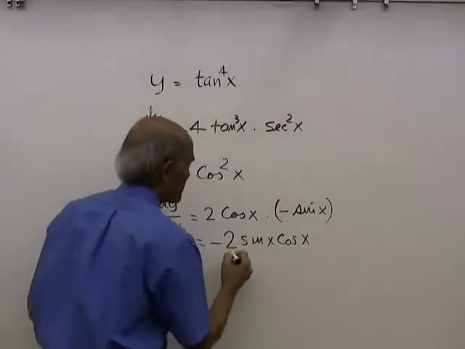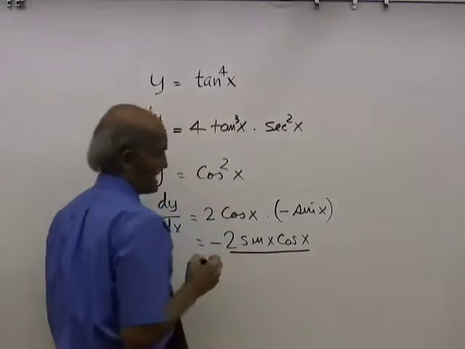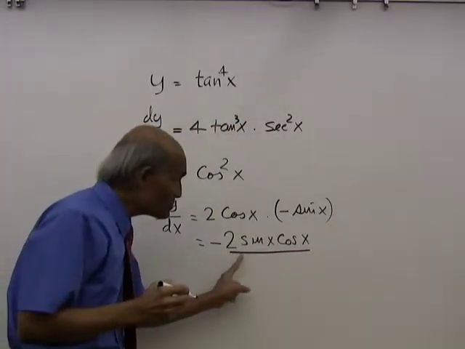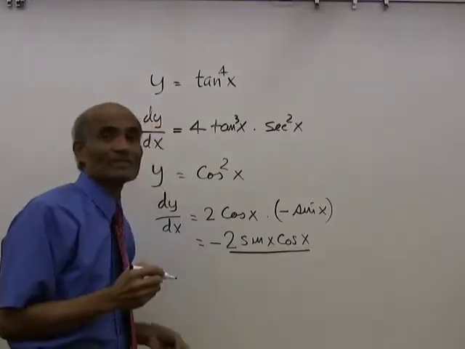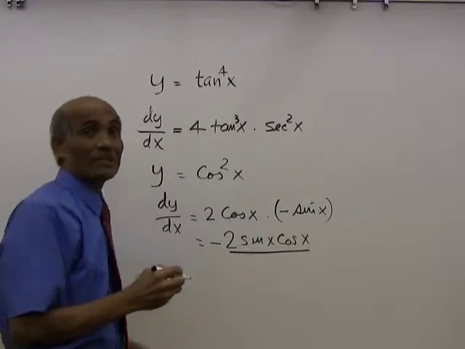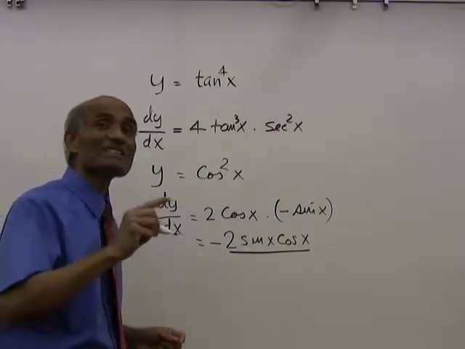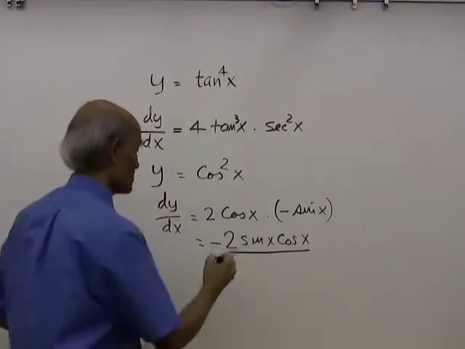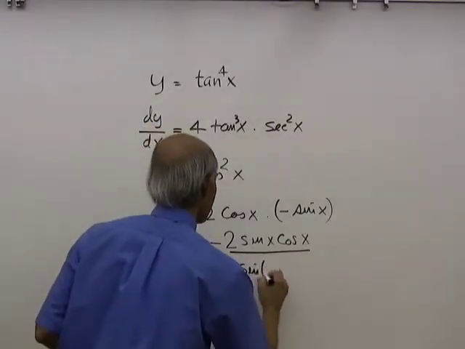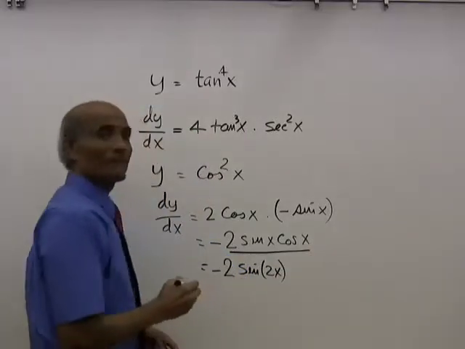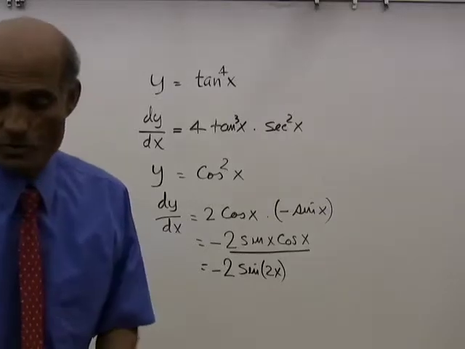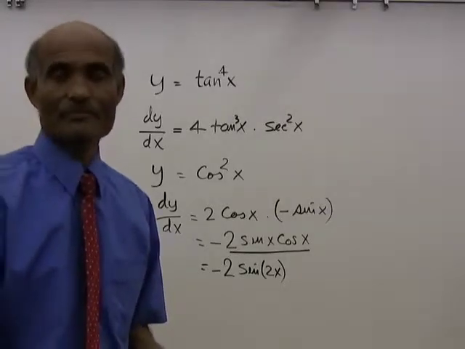Alright, how many of you can give me a double angle identity for this? What is 2 sin x cos x? Very important identity here. 2 sin x cos x is sine of 2x. So this will be negative sine of 2x. Okay. Always review those trigonometric results.